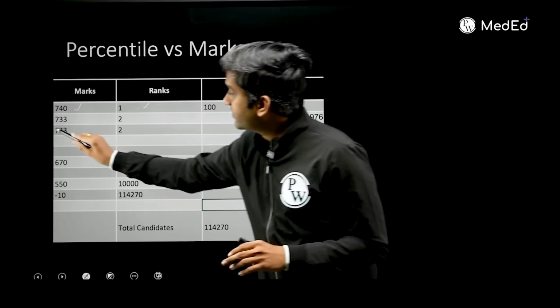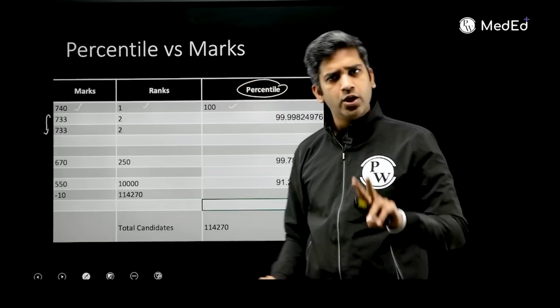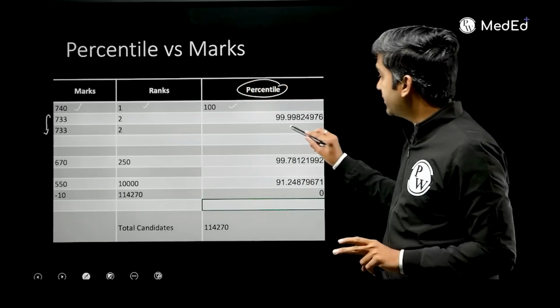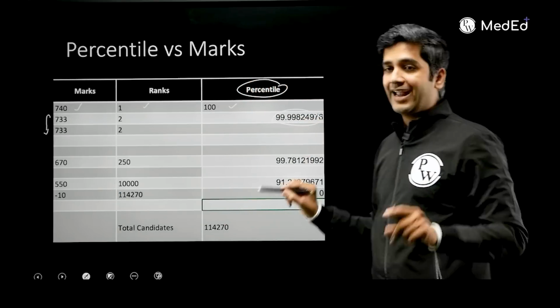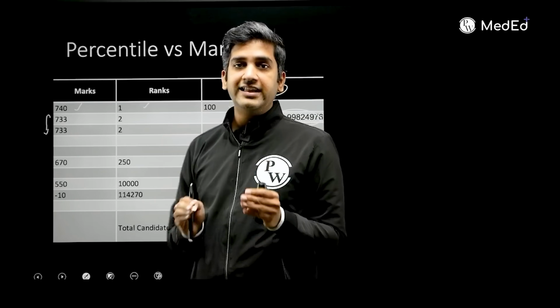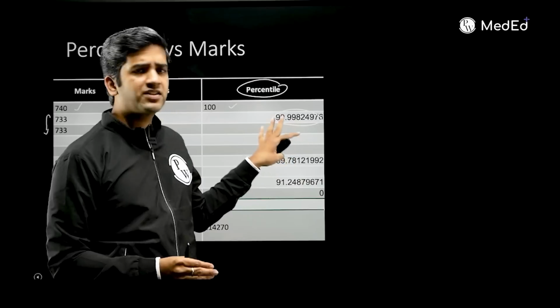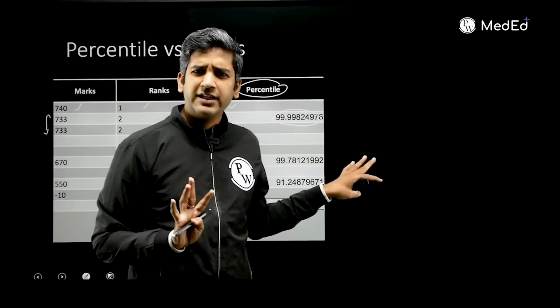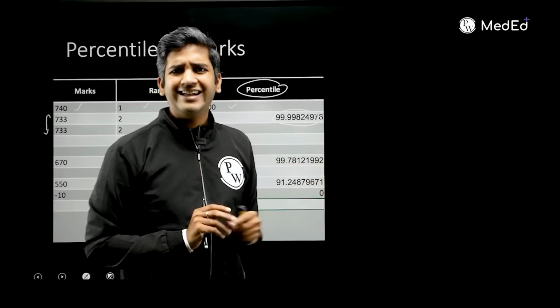Now, let's take the next rank, 733. Let's assume there are 2 people who have scored 733. Both of them are second rank and their percentile is this. If you looked at the NBE notification, they said that they'll go up to 6 digits. This is how percentiles are calculated. There's a very easy mathematical formula to calculate it. I'm not going into the intricacies of it, right?